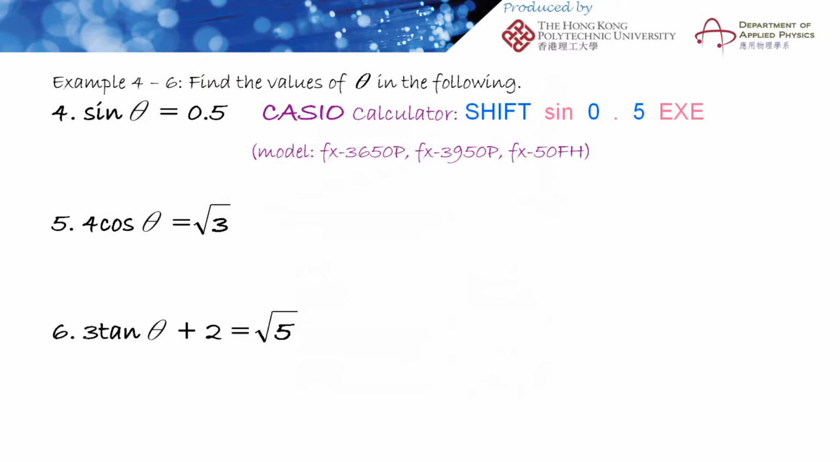Before working on trigonometric calculations, we need to know how to solve an angle by using a calculator. Now, take out your calculator. In example 4, sine theta is equal to 0.5. So you need to press Shift, sin, 0.5 and EXE. The screen will show 30. Remember that theta is an angle, so you should put the unit here.